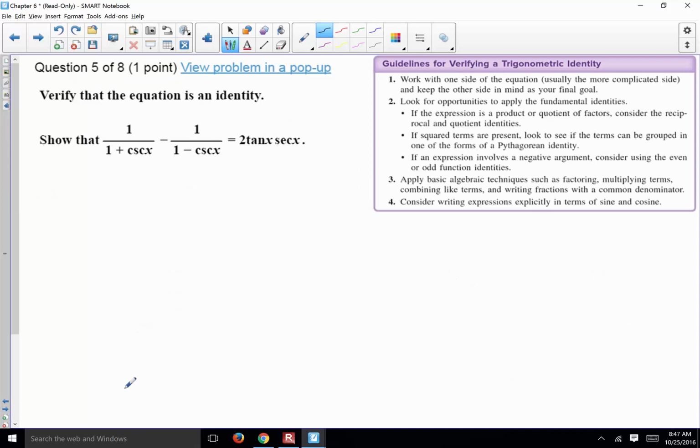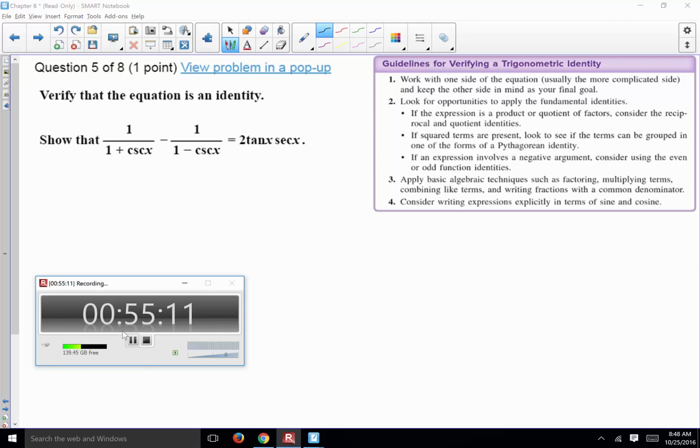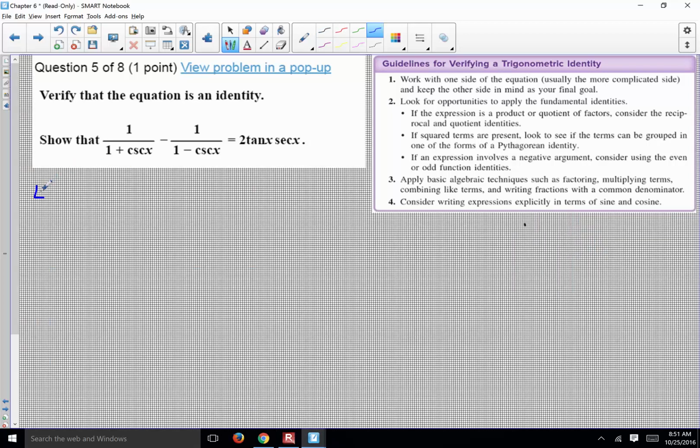Alright, you guys start this one. I'll give you a couple minutes head start. Pick a side, work on it. So we pick the left hand side, which I see two fractions. Well, what did you do with these fractions?